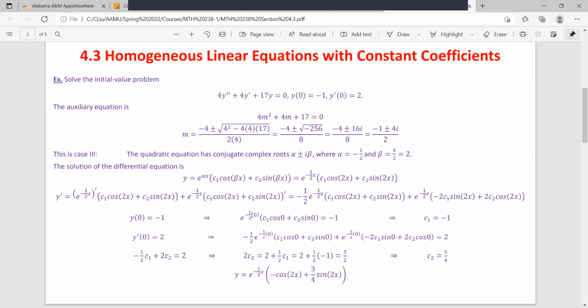from those two conditions. So if you do that, y of 0 equal to negative 1, so plug in 0 for x, so you get e to the negative half times 0 times c1 cosine 0 plus c2 sine 0 equal to negative 1. And negative half times 0 is 0, and e to 0 is 1. Sine 0 is also 0. So then what's left? Just c1 times cosine 0, which is c1. We know cosine 0 equal to 1. So then we got c1 equal to negative 1 immediately from this condition.